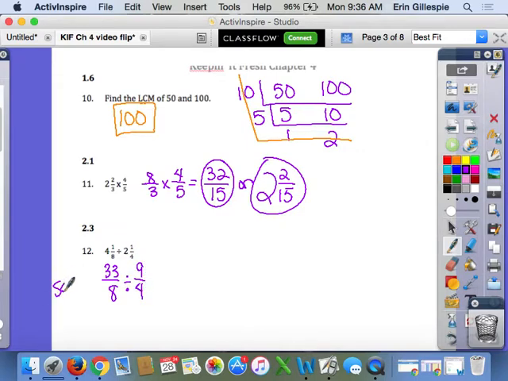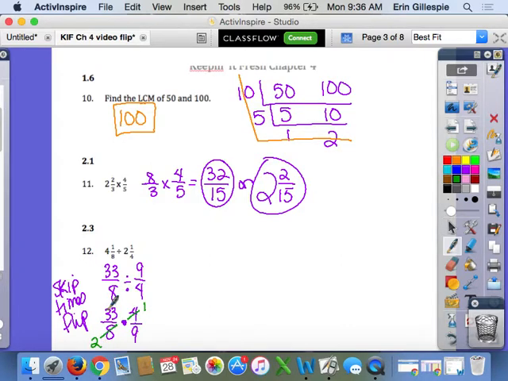Now I can do skip times flip, which means 33 over 8 is going to stay 33 over 8, skip. This is going to become times, and this is going to get flipped. Now we could do some cross-reducing here. I can divide both 4 and 8 by 4, so that would make this 1 and this 2.